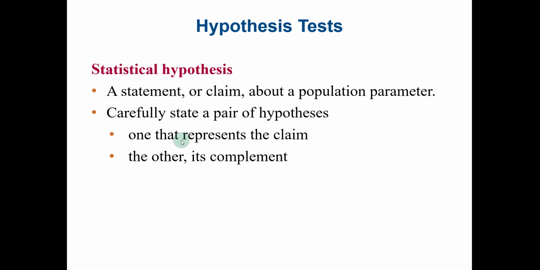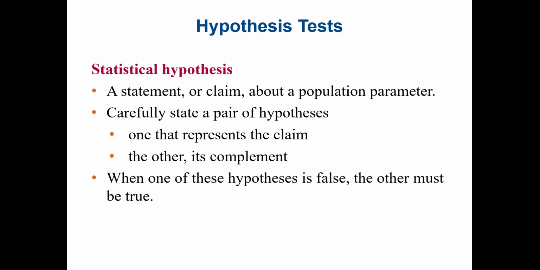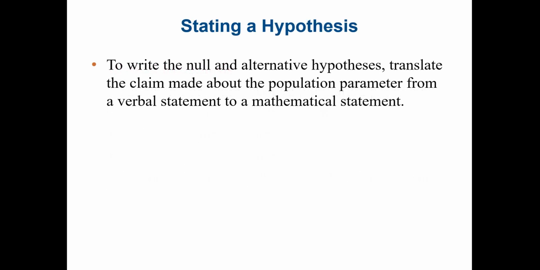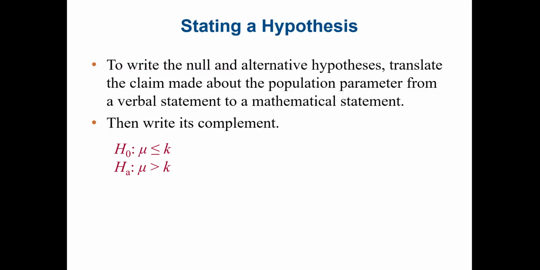So one of the pair will represent the claim, and the other will be its complement to see which one holds. So which one of these hypotheses fails, the other must. So when one of these hypotheses fails, the other must be true. So how do we go about stating the hypothesis?